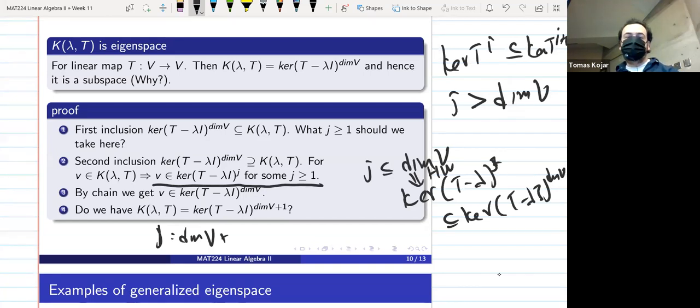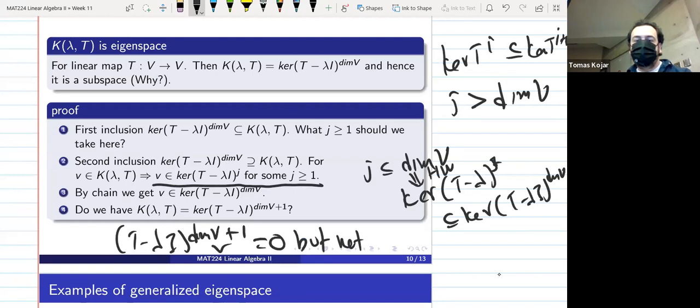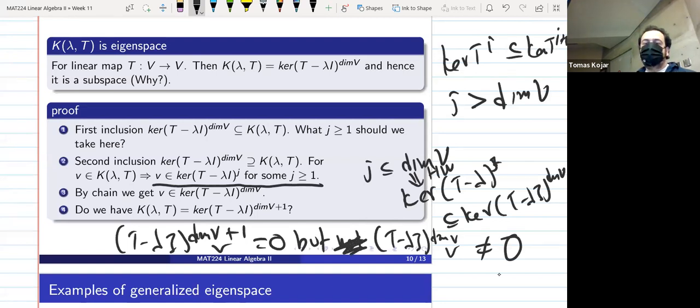Okay? So my question is, can we have kernel of (T minus lambda I) to the dim V... let me say it. How else do I say it? Oh, I know how to say it. (T minus lambda I) to the dim V plus one, V to be zero, but not (T minus lambda I) to the dim V, V to be zero. So you have one guy zero, but not the other one. No, that's one. Yes, okay. So why is that not possible?